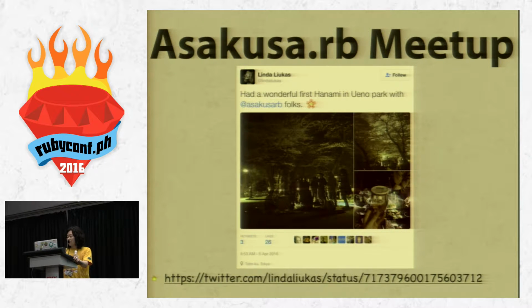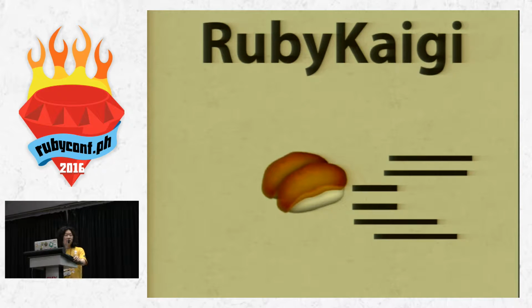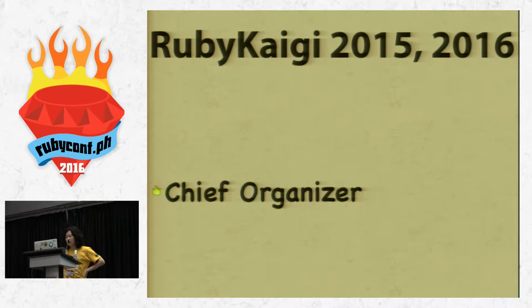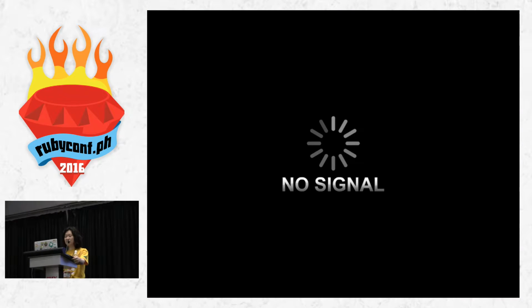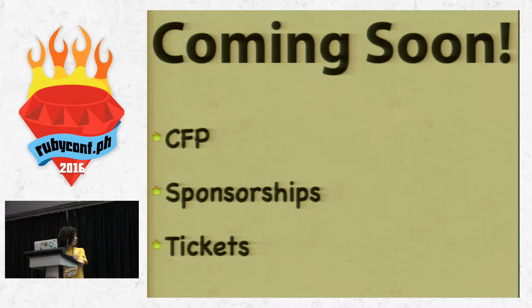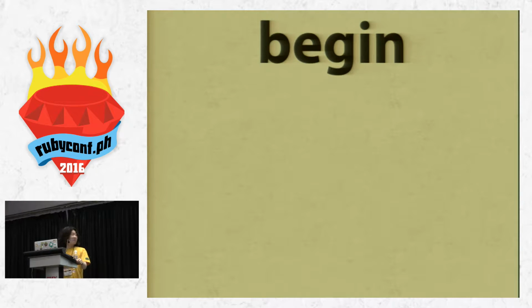And as a community person, I organized a conference in Japan called RubyKaigi, like this. We're working on RubyKaigi this year as well, and I hope the CFP will be opening soon. So the venue looks like this this year. It's like a spaceship, I think. The conference is in September in Kyoto this year, not in Tokyo. And CFP, sponsorships, ticket selling, hopefully coming soon. So, let's begin.